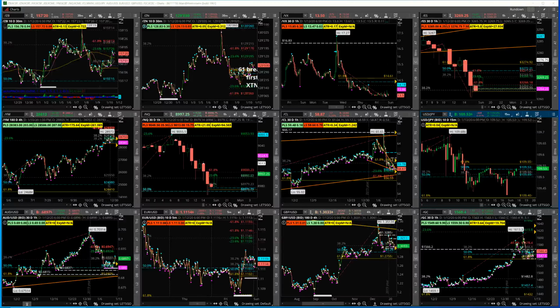Markets just opened here, Sunday, 5 o'clock Central Standard Time. It's the 12th of January, and all these levels we were buying into the close are popping up here.